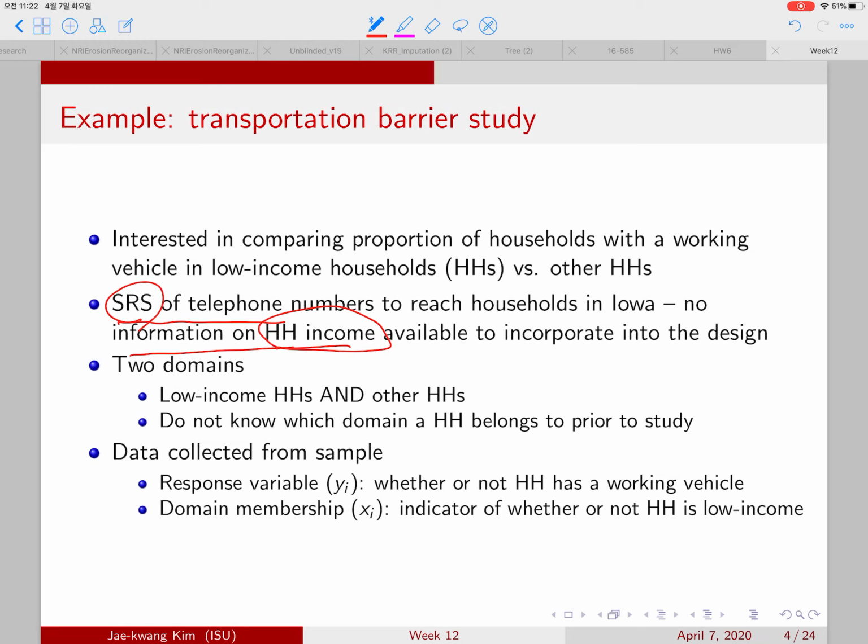And the two domains are low income households or others. We do not know which domain a household belongs to prior to the study. So in this study, data collected from the samples are the response variable y, that is the main study variable, and also another variable that shows information about the domain membership. That means whether or not the particular household is low income or not.